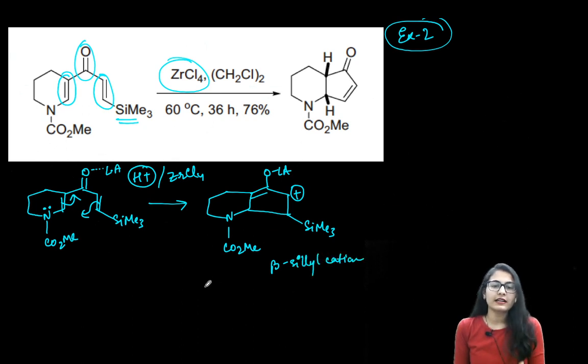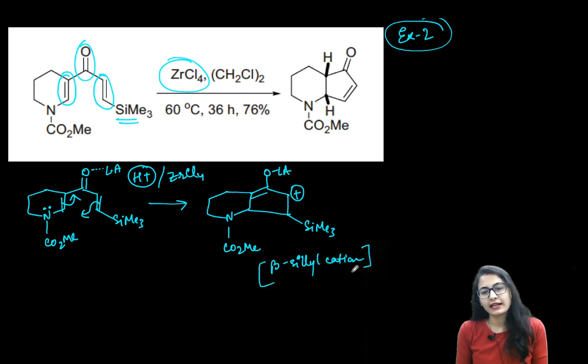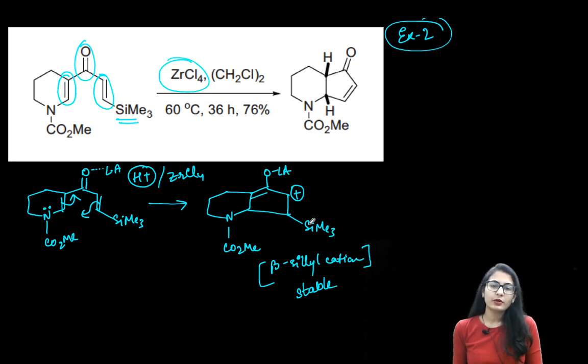We can understand this mechanism in two ways. What are the two ways? The cyclization takes place in this way, and there is no role of the nitrogen as such, only that we are getting the beta silyl cation, which is thought to be more stable. Why is it more stable? Why is the alpha silyl cation not stable and the beta silyl cation more stable? Because here it can do hyperconjugation. What kind of hyperconjugation? The silicon methyl bond can do hyperconjugation to the beta carbon.